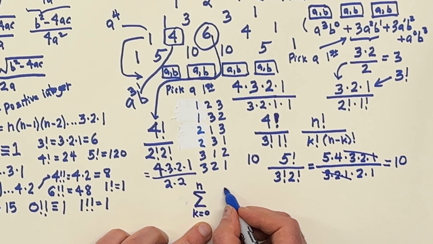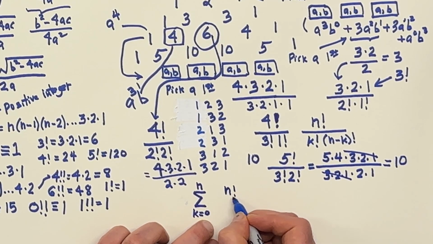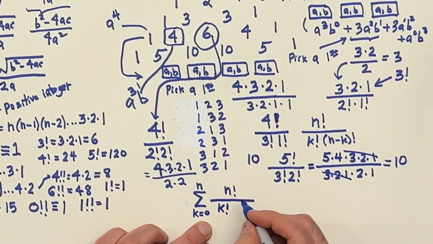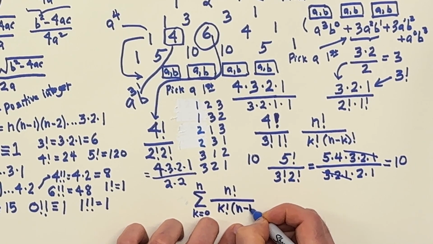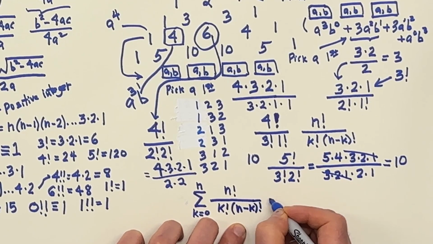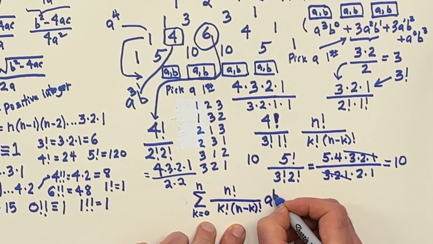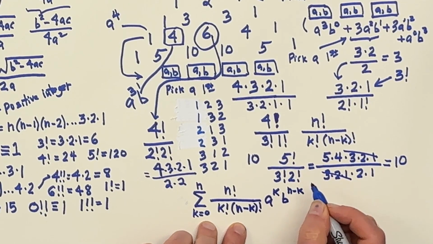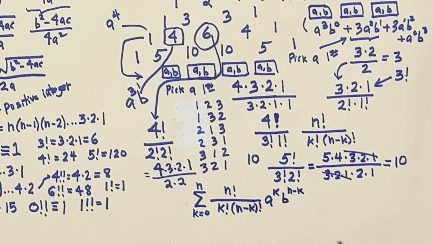So here we would have n factorial, and then we would divide by k factorial, the number of apples or bananas because of the symmetry, but we'll say apples. And then here, n minus k, the number of bananas. So therefore, apples go with k, and bananas go with n minus k. And because of the symmetry, you get the same result if you have a and b interchanged. So this would be equal to a plus b to the nth power.